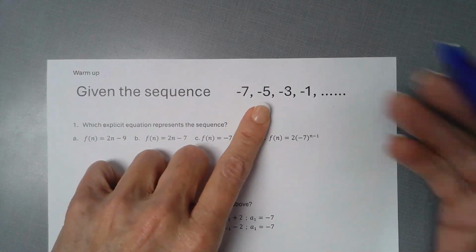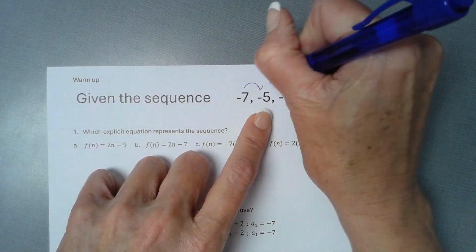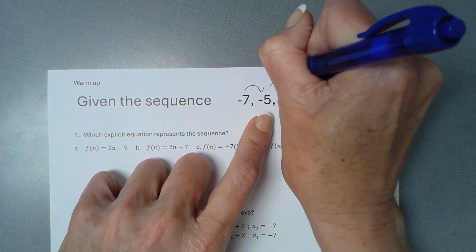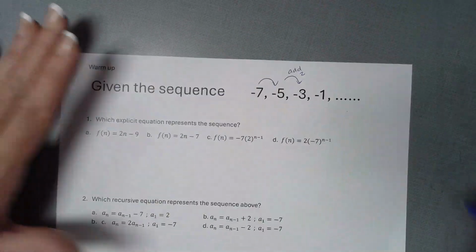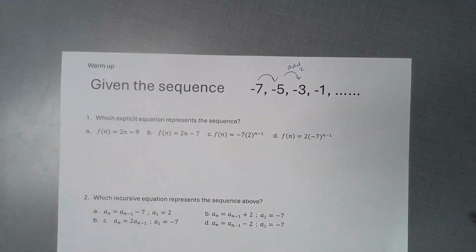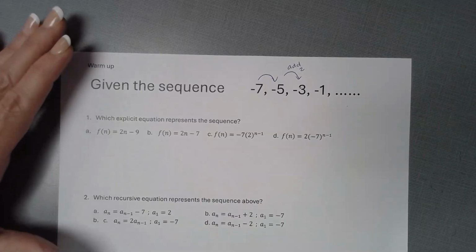I gave you a sequence. Who knows what the pattern is? We are adding 2. So if we're adding, is that arithmetic or geometric? It is arithmetic. So hopefully by now we know our formulas. I can tell you if you do not know your formulas by heart, they will not be on the EOC. So you definitely need to start getting to know those, okay?